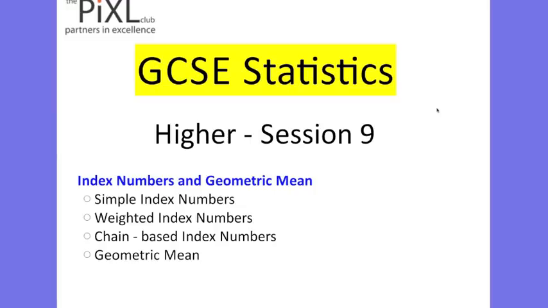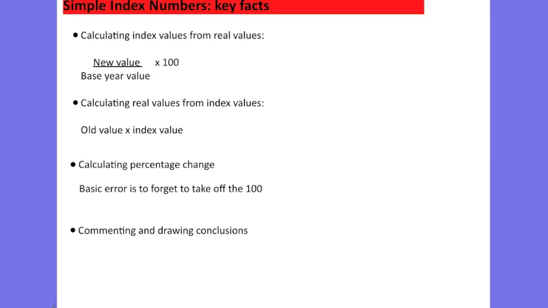This session is focused on index numbers and geometric mean and consists of 4 subsections: simple index numbers, weighted index numbers, chain-based index numbers, and geometric mean. Simple index numbers. You need to be able to calculate index values from real values and vice versa. The 2 explanations here on the screen will be helpful.